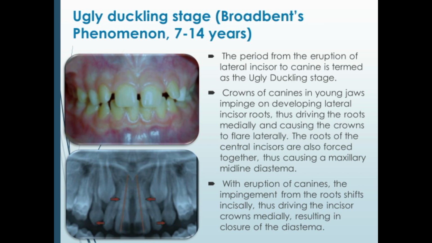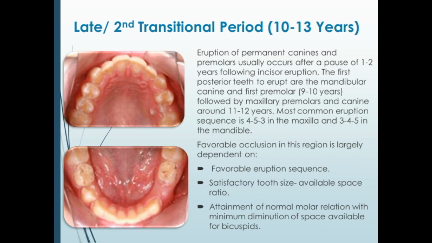Intertransitional period. After first permanent molars and incisors establish occlusion, there is an interim period of 1-2 years before the commencement of second transitional period in which little change in the occlusion is seen. This phase of mixed dentition stage is relatively stable with only minor changes taking place and is referred to as intertransitional period.